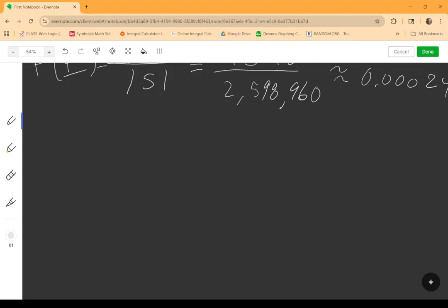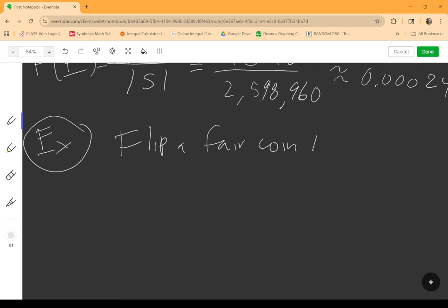Okay, so let's take a look at another example here. All right, so let's say I want to flip a fair coin 10 times. Okay, so I want to think of the outcomes here as a string of length 10, right, where it's either H for heads, T for tails, etc., right? So that is my sample space.